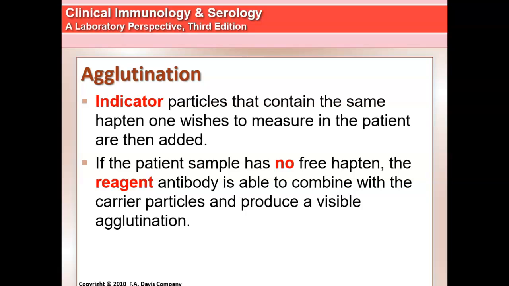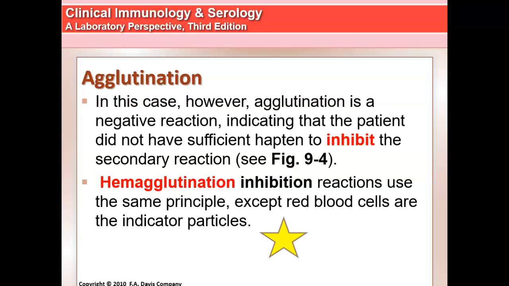If the patient sample has no free hapten, the reagent antibody is able to combine with the carrier particles and produce a visible agglutination. In this case, however, agglutination is a negative reaction, indicating that the patient did not have sufficient hapten to inhibit the secondary reaction. Hemagglutination inhibition reactions use the same principle, except red blood cells are the indicator particles.